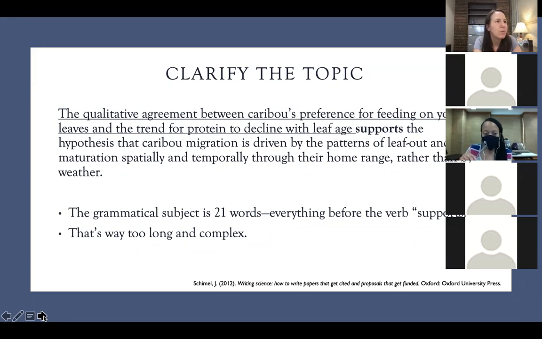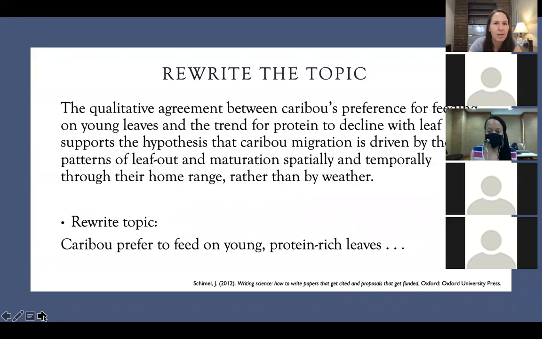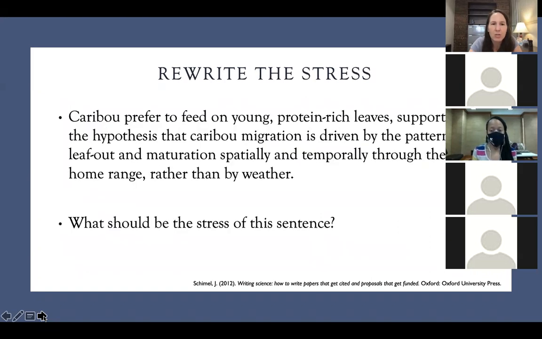So we can simplify this, we can condense it to a much more simple opening topic. The qualitative agreement, we could just say instead, "caribou prefer to feed on young protein-rich leaves" at the beginning of the sentence here. So what is going to be the stress of this sentence then?